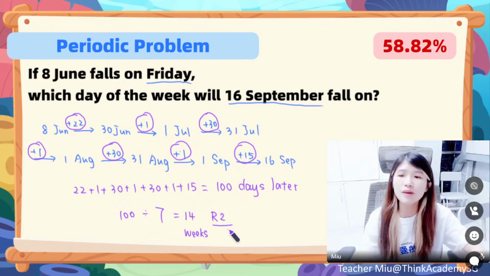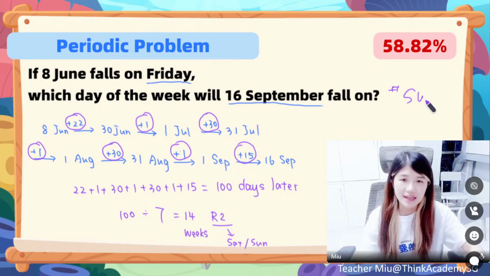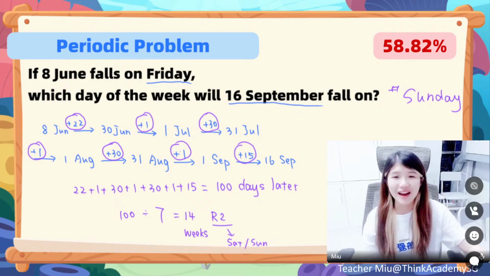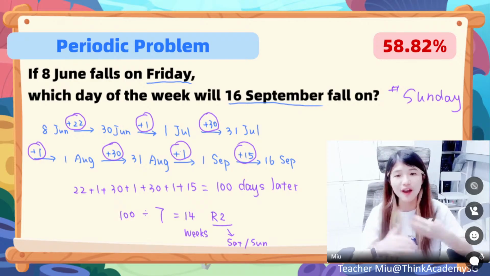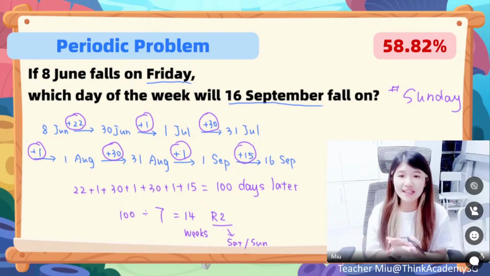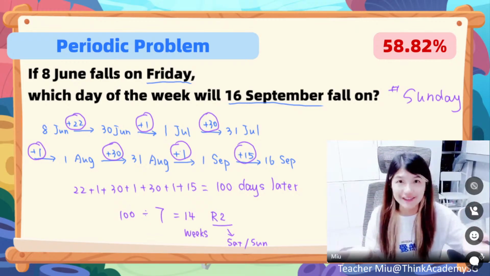2 more days later, which would be a Saturday, and then a Sunday, which you will go to the answer Sunday. This is about the periodic problem, right? The periodic problem, actually, we always find out the pattern groups and then go to the remaining. For the remaining 2, that means 1 day later and 2 days later, which refers to a Sunday.